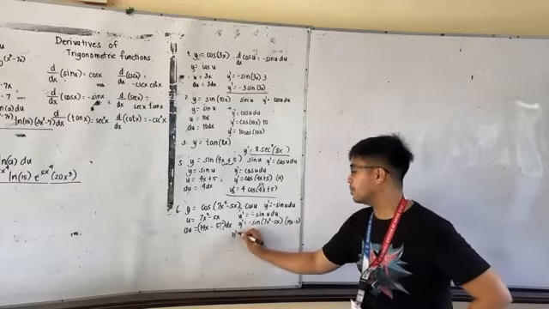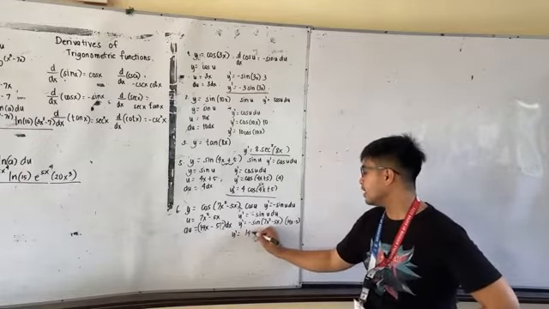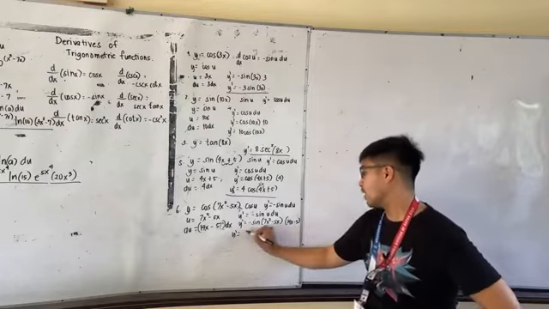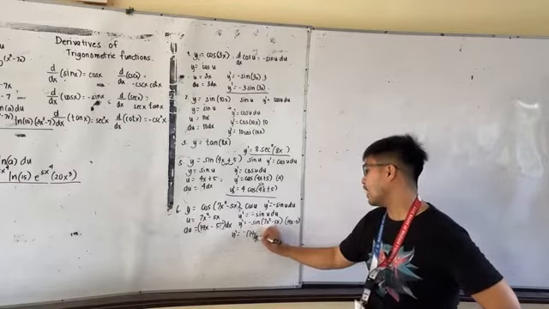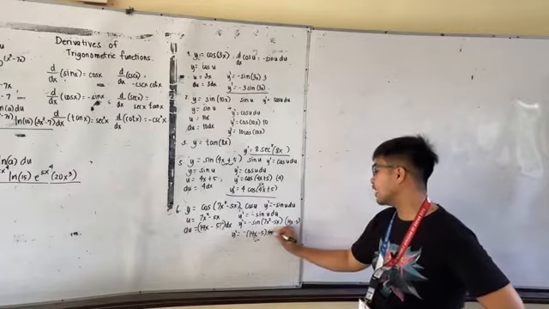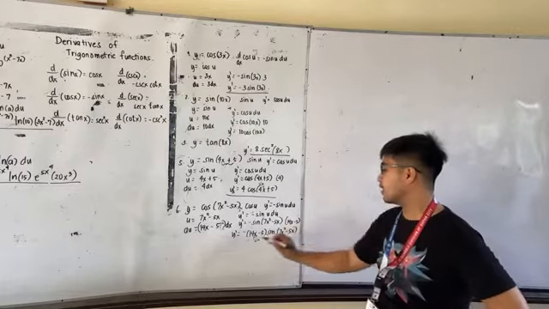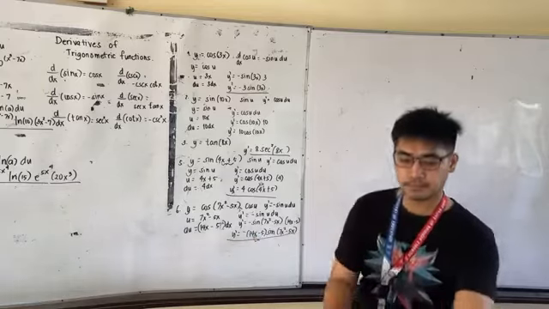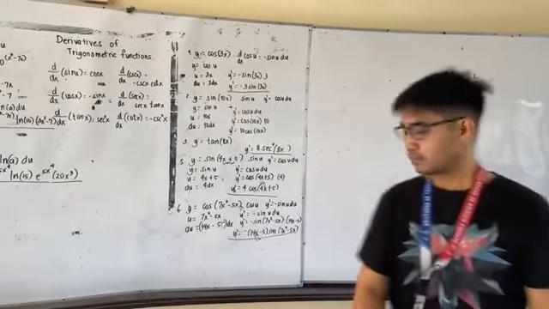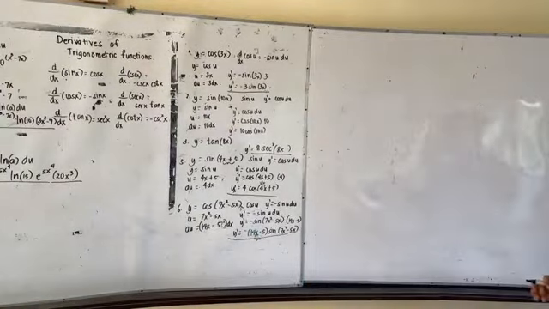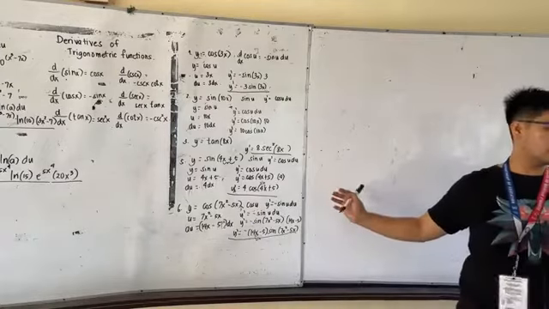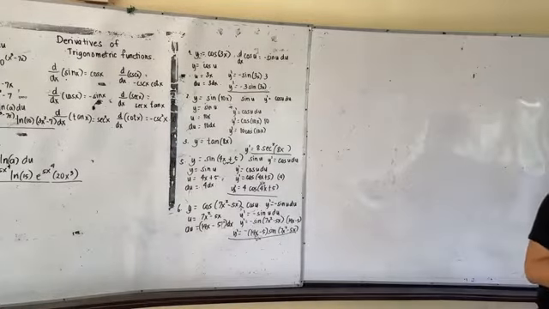Therefore, our y prime becomes negative 14x minus 5 times sine of 7x squared minus 5x. Okay? Is this clear? Okay, I hope that this is clear.